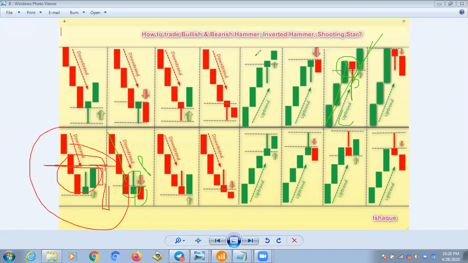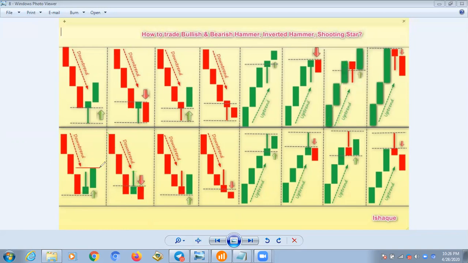Where is the resistance line? If we find the resistance line here, the next candlestick goes from here. If the resistance line is here, the next candlestick goes from this level. So maybe a three candlestick pullback, a two candlestick pullback, or a one candlestick pullback. It depends upon the resistance line of the key levels. Okay, so now we understand. Yes, sir.